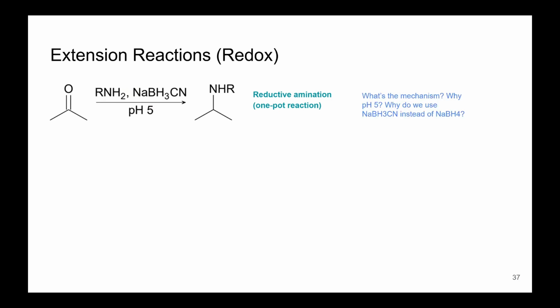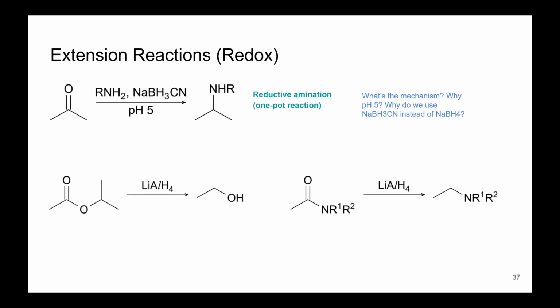So the mechanism is basically all carbonyl additions and sometimes eliminations. And yes, we use NaBH3CN because it's weaker and more controllable. Then for these two reduction reactions, yeah, it's pretty straightforward. So you have your ester to your alcohol, and you have your amide to your amine.